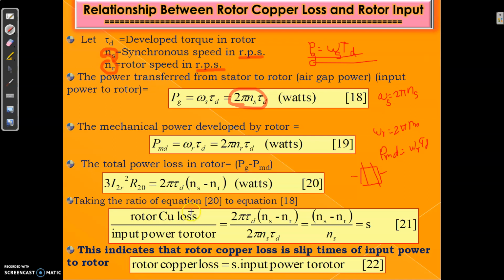So we will take the ratio of rotor copper loss divided by input power to the rotor. Rotor copper loss is equal to 2 pi tau d into NS minus NR divided by 2 pi NS into tau d. So 2 pi tau d will get cancelled. It is NS minus NR divided by NS, which is equal to s. So it indicates that rotor copper loss is equal to s times the input power to the rotor. It is depending upon the slip. So slip times rotor input. If the slip is larger, the power loss inside the machine will be larger.